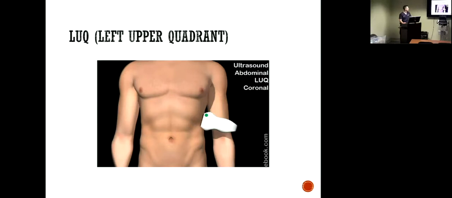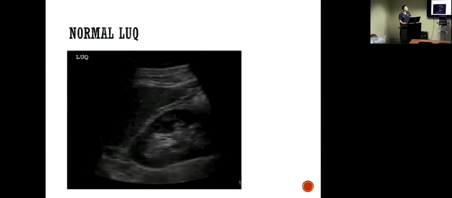So left upper quadrant, same thing. Just on this side now, you're looking between the spleen and the kidney, and it looks very similar to the other side. So again, it looks like liver, but it's actually spleen. On this view though, most of the fluid, if it's going to collect, is going to be above the spleen. So a lot of times we can miss that. We usually have patients take a deep breath to push that spleen down so we can look above the spleen.